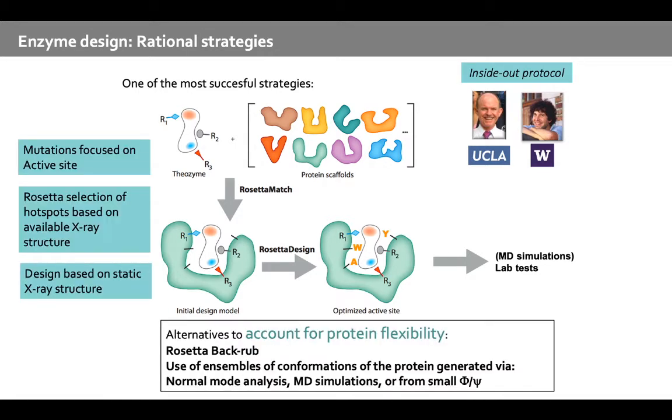So here, of course, in the particular case of the Inside Out protocol that was developed by Ken Houk and by David Baker, if you focus on the whole thing that is shown here, it starts with a theozyme. So you do the whole cycle if you don't have an enzyme that has some initial activity. Imagine that they wanted to do a Kemp eliminase or a Diels-Alderase. There was no natural enzyme to start with.